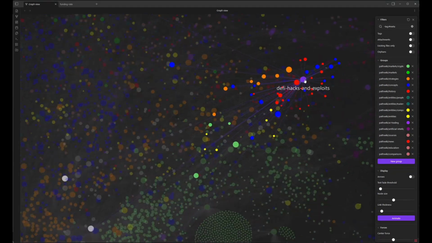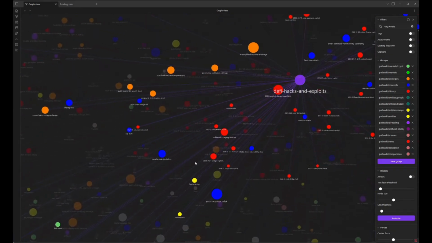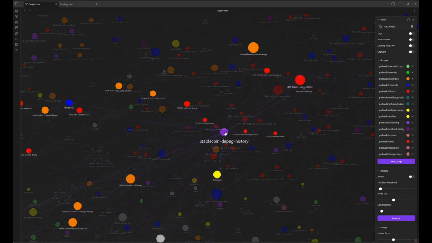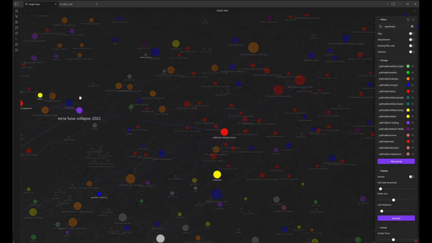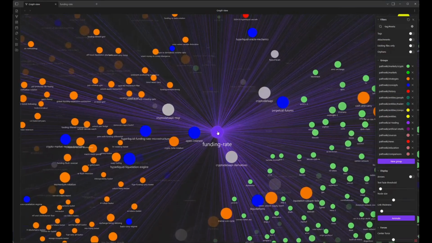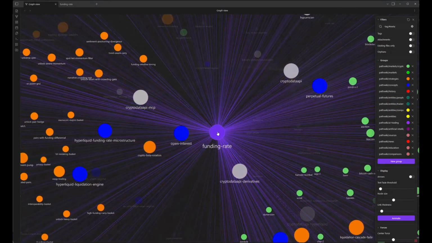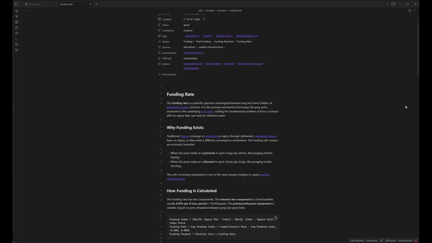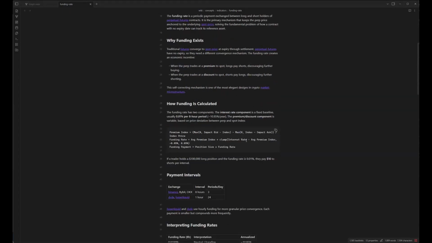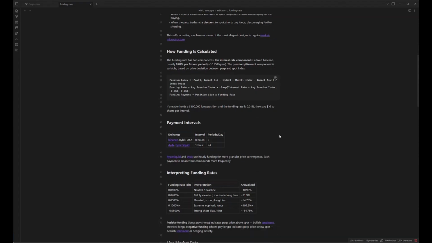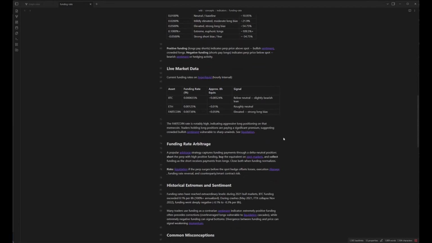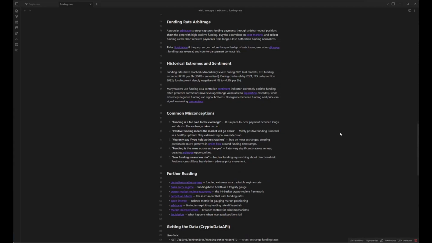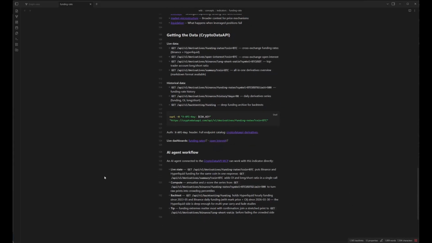The news are in red, so we can see there's DeFi hacks and exploits, stablecoin depegging history, the Luna collapse, and a lot more. So if we take a closer look at one of the nodes, this one is the funding rate concept. When your AI agent searches the AlgoBrain, it doesn't just get a definition of the funding rate. It gets the funding rate formula, the interpretation, the strategies that use it, like liquidations and arbitrage. It gets the common misconceptions, and it also gets information about how AI agents can use it in their workflows.